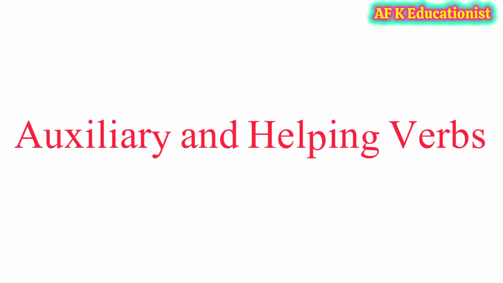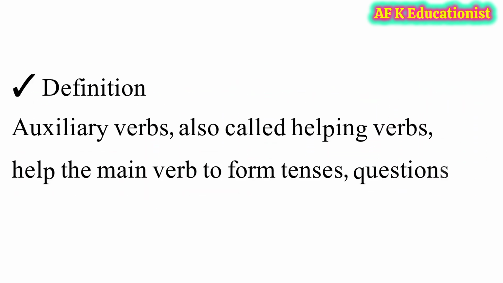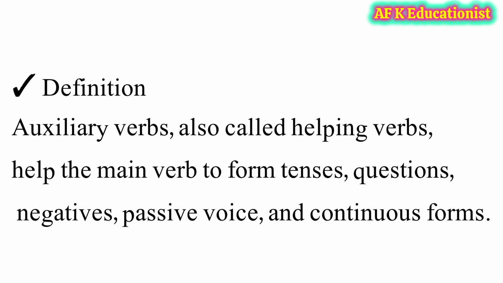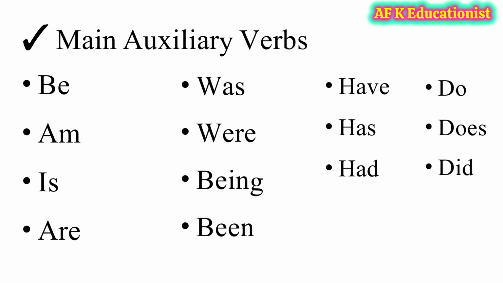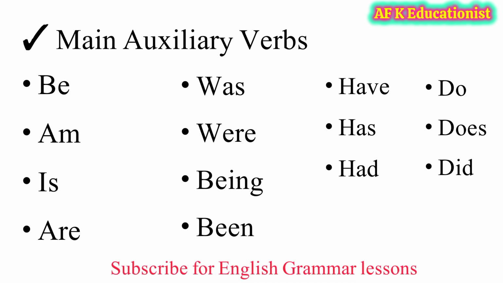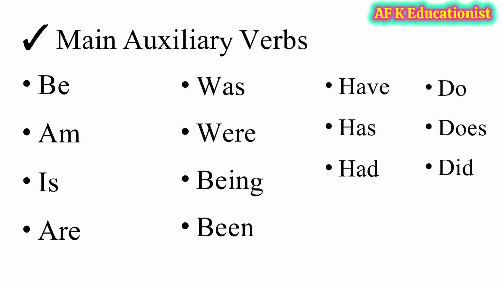Next. Auxiliary and helping verbs. Definition. Auxiliary verbs, also called helping verbs, help the main verb to form tenses, questions, negatives, passive voice, and continuous forms. Main auxiliary verbs: be, is, are, was, were, being, been, have, has, had, do, does, did.